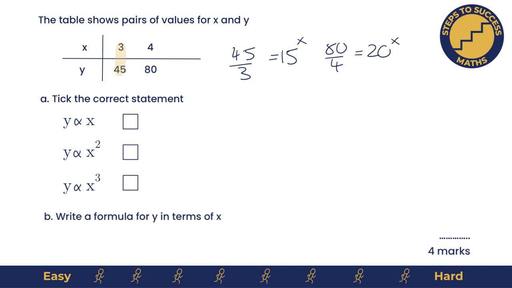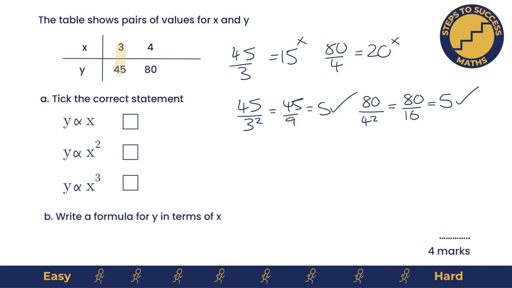So now we try it with the squareds. So we do 45 over 3 squared, so 45 over 9, that's 5. And then we do 80 over 4 squared, so that's 80 over 16, and that's also 5. So that tells us the relationship is y is directly proportional to x squared. If that hadn't worked, we could have tried it for x cubed.